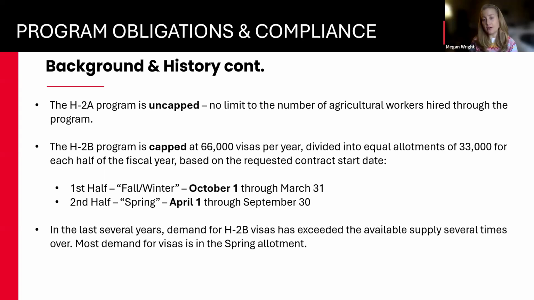So again, there are gives and takes to both programs, as we'll learn throughout this presentation, in terms of requirements and regulations. But at a very, very surface level, keep in mind the H-2A program is uncapped, of course, agriculture being a matter of national security, while the H-2B program, or non-ag program, has a very, very hard limit, a finite number of visas made available each government fiscal year.